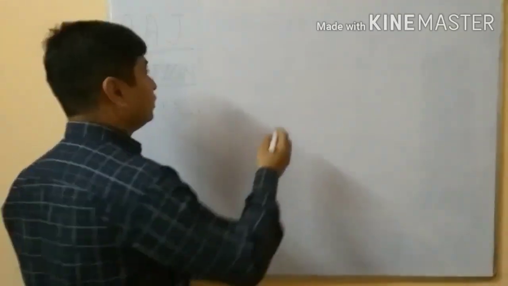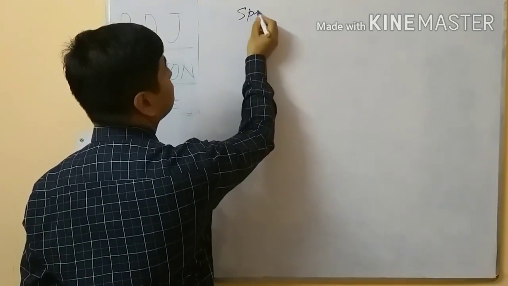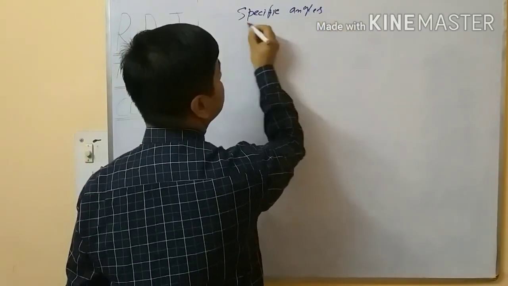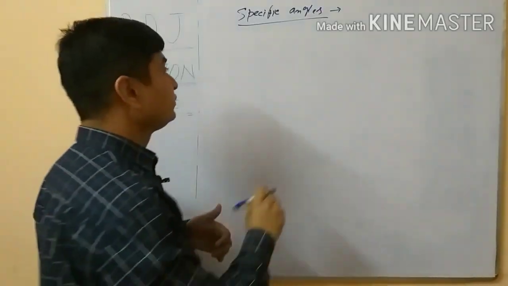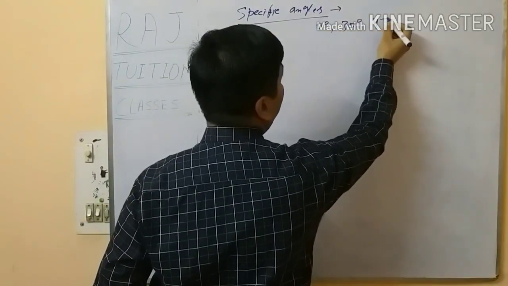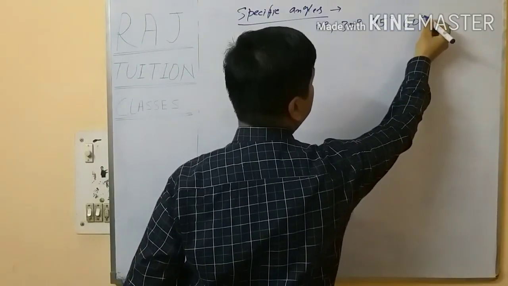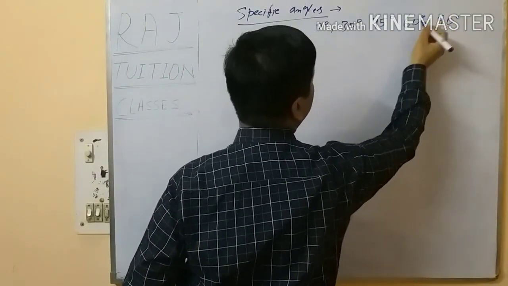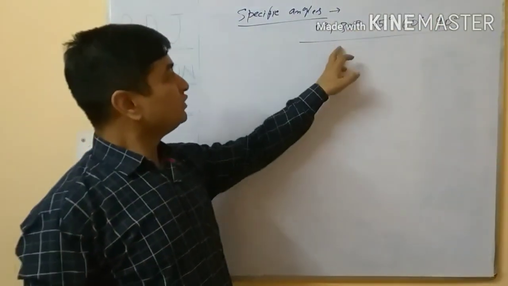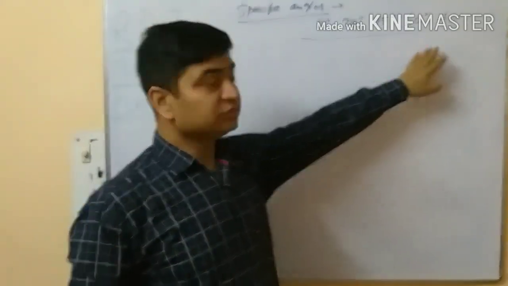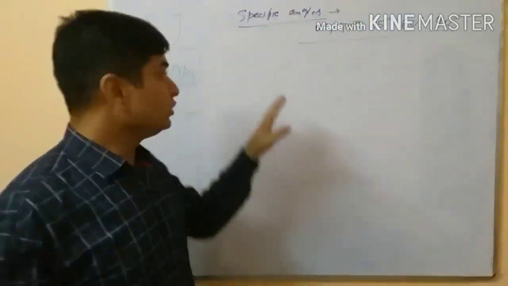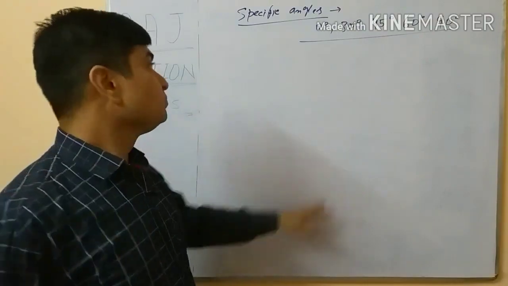So we will find the ratios for specific angles. Specific angles means 0 degree, 30 degree, 45 degree, 60 degree and 90 degree. These are some specific values of angle. These are acute angles and this is a right angle. Specific values of angle for which we will find out the values of trigonometric ratios.